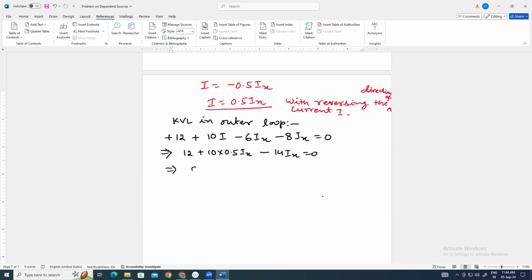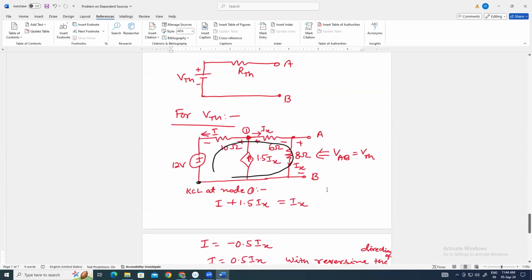Ix is equal to 12. So Ix will give you 12 by 9. Okay, 4 by 3 ampere Ix. Ix is equal to 4 by 3.